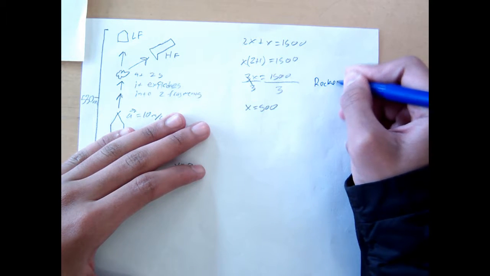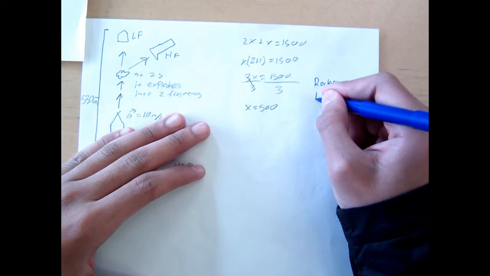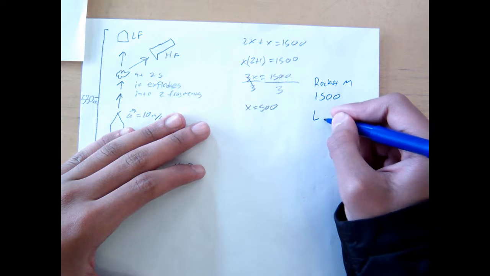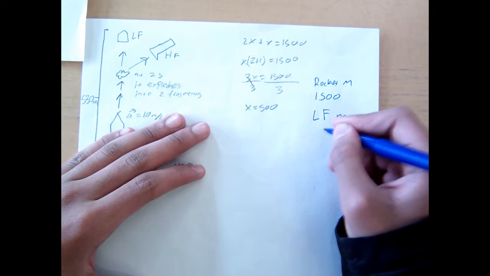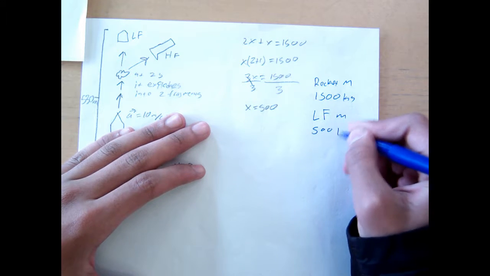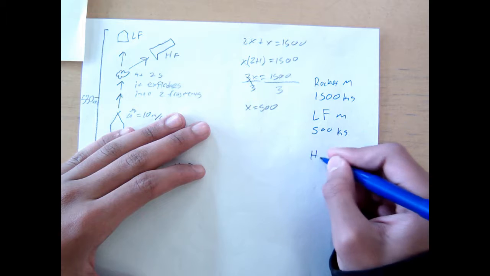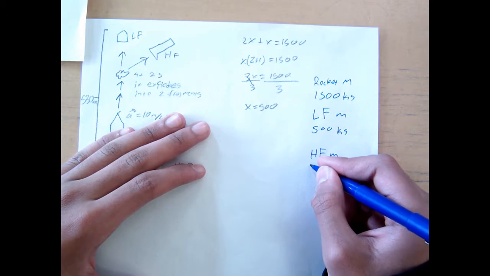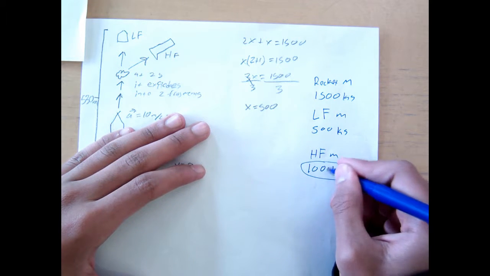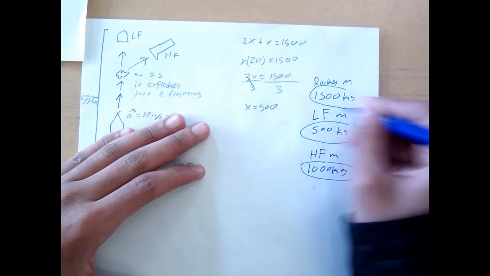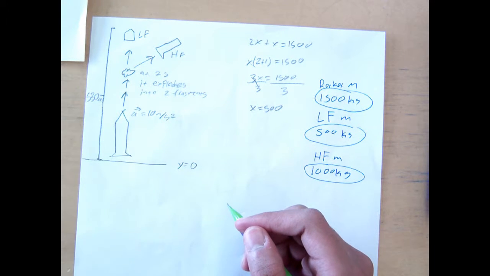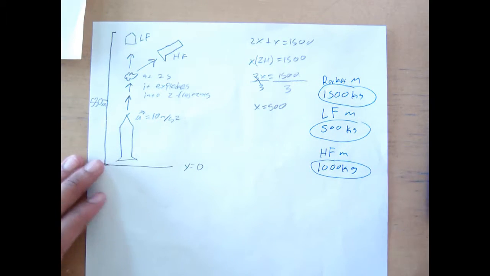So for the masses of the rocket and the fragments, we can say that the mass of the rocket is 1500, the mass of the lighter fragment is 500 kilograms, and the heavier fragment has a mass of 1,000 kilograms. So these are values we will need to use later. And the first thing we can do is write down the equations we'll need.